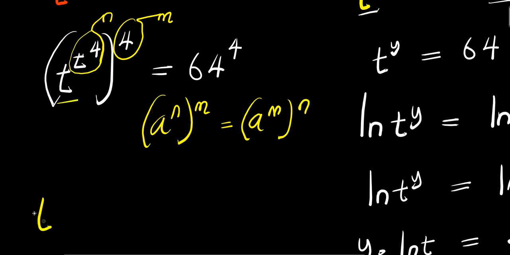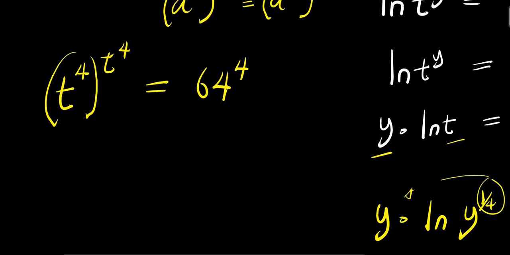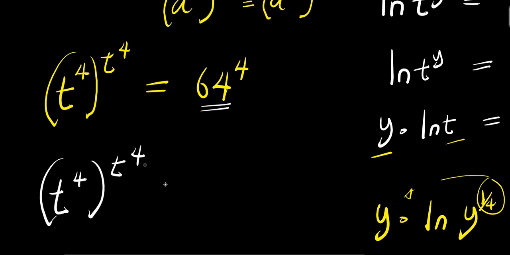So you will simply have this t will remain, the m comes inside, and the n goes outside, that is t power 4 power t power 4 equals 64 power 4. So from here, 64 here is 8 power 2, so I have t power 4 power t power 4 equals this is 8 power 2 power 4.